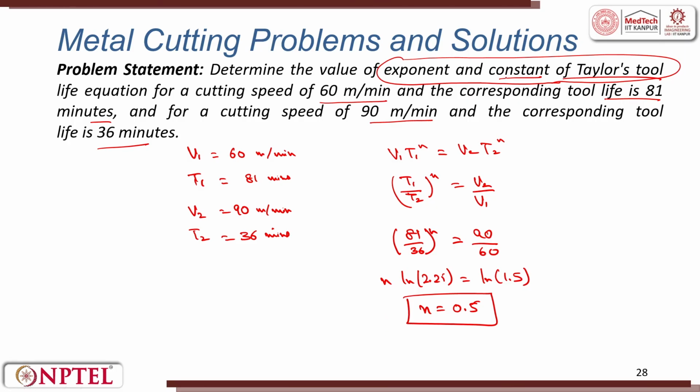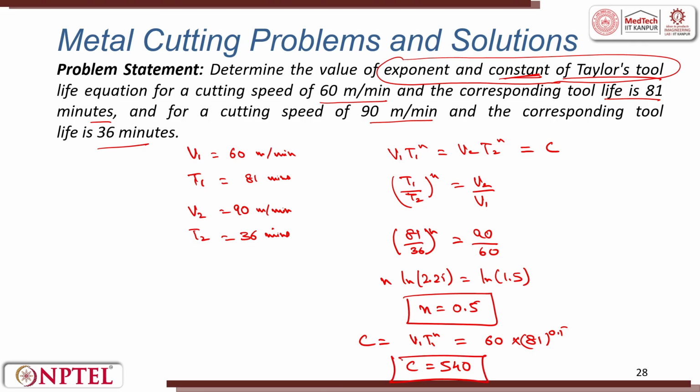Now I need to find the constant value in Taylor's tool life equation. V1 T1 power n is equal to V2 T2 power n, and this is equal to constant. So this constant is equal to V1 T1 power n. This is equal to 60 into 81 power 0.5. This gives me the value of C as 540.